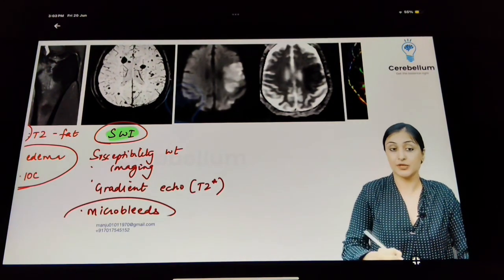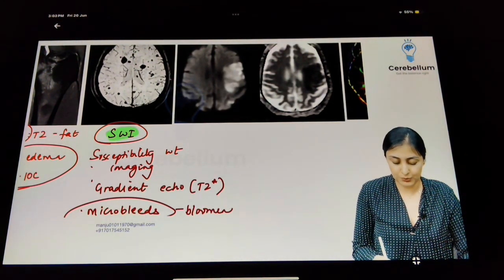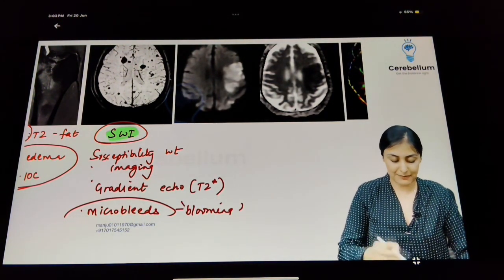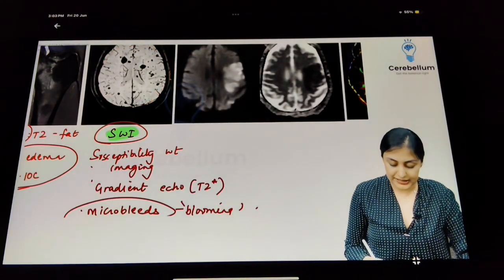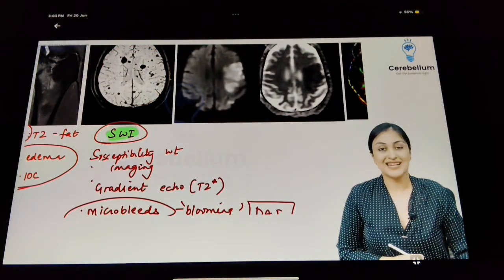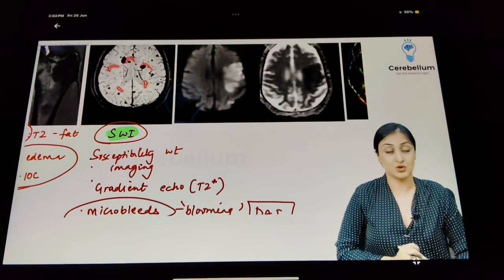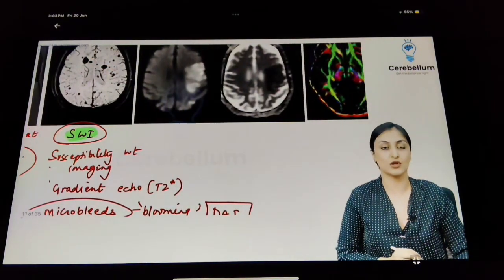Small bleeds will appear as these black dots, which I refer to as blooming foci. So these black dots are blooming foci, microbleeds that you see in a condition called diffuse axonal injury. You will study about this. For now, you remember that these black dots are small microbleeds seen in diffuse axonal injury.